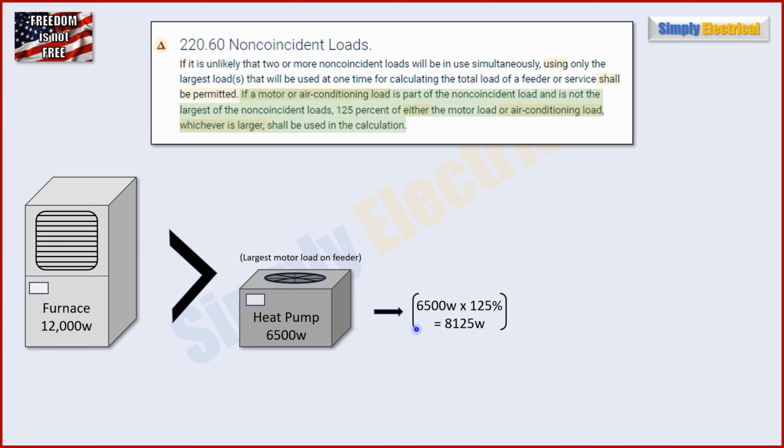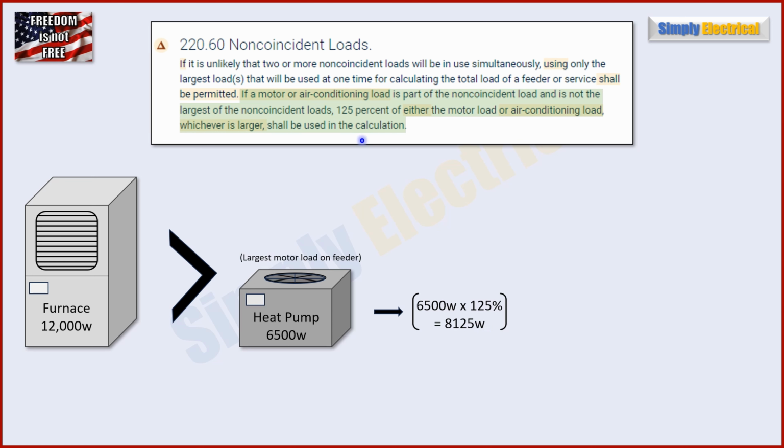So they're telling us 125% of the air conditioning load, because in this case, that's all we have. We don't have a motor other than the air conditioning. And so we take it at 125%. And so our 6,500 watt heat pump would be 8125 watts. And it says we have to use that in a calculation.